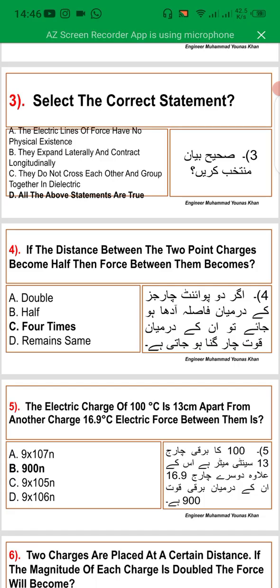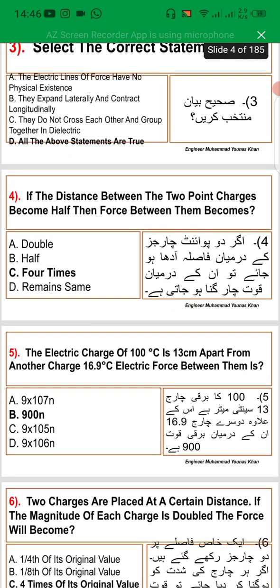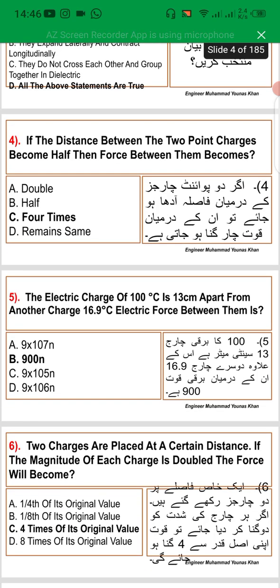They expand laterally and contract longitudinally. They do not cross each other and group together intersected. All the above statements are true. If the distance between the two point charges becomes half, the force between them becomes 4 times.